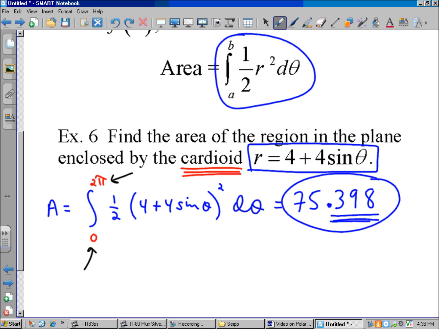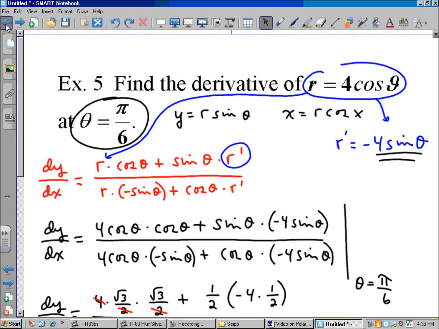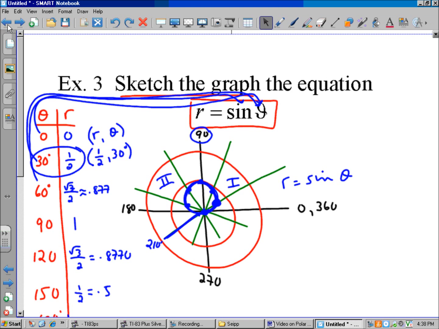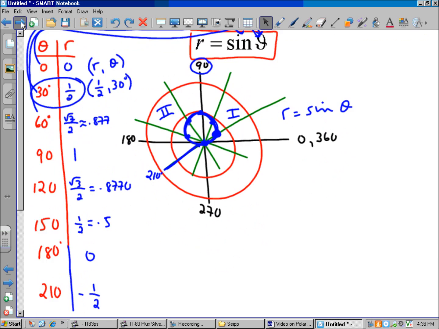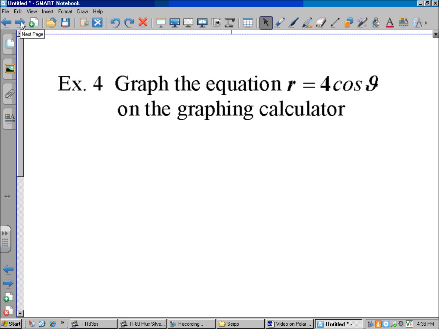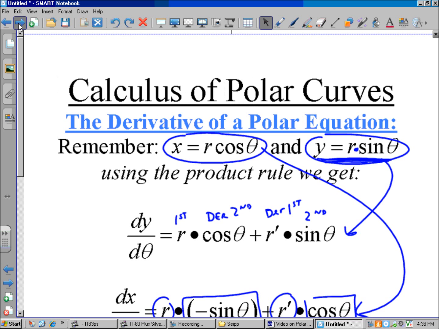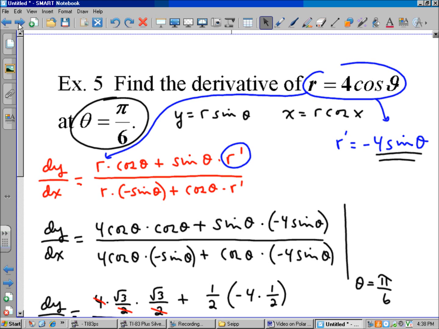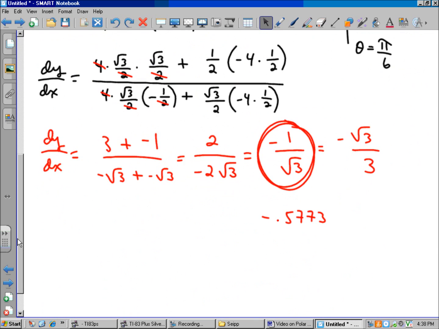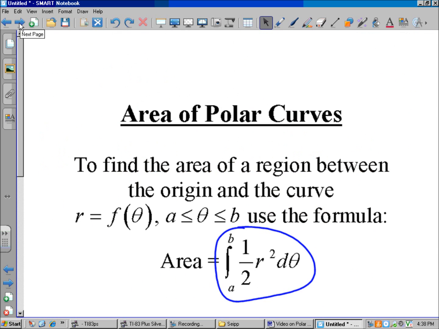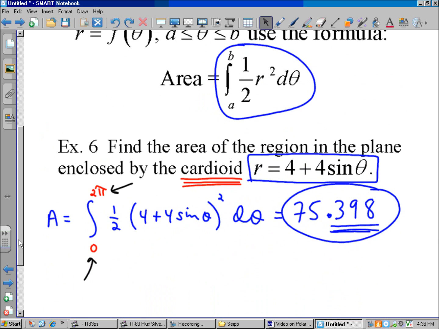Remember, for the first 2 that we did, r equals sine theta. All right, here's r equals sine theta. That only took us 180 degrees to graph. That second one, r equals 4 cosine theta, only took us 180 degrees to graph as well. But this one took us, whoops, not this one. This one took us 360 degrees.